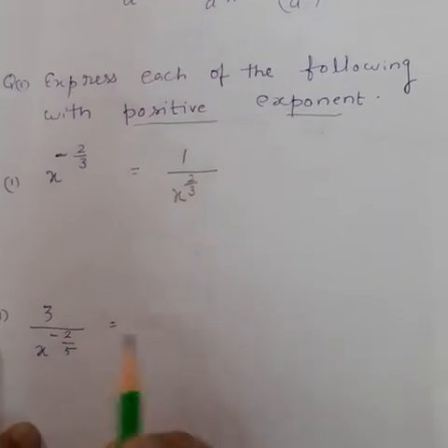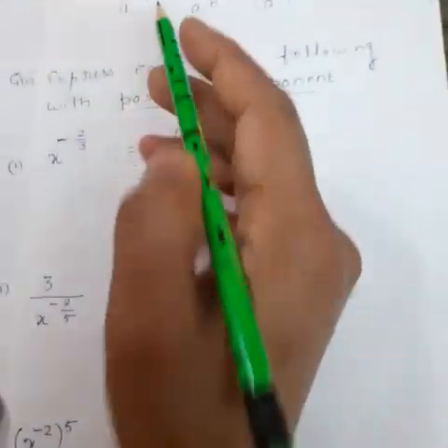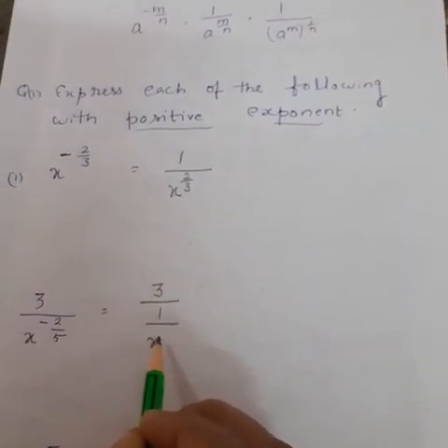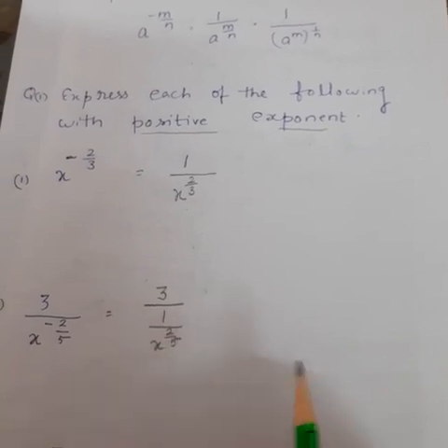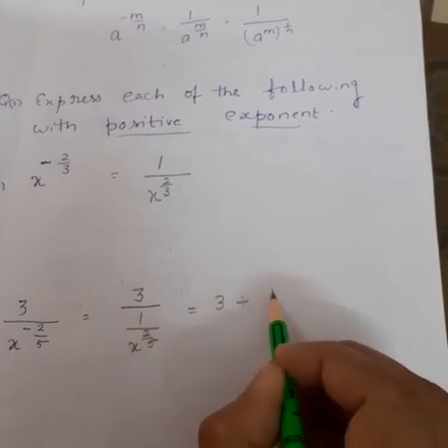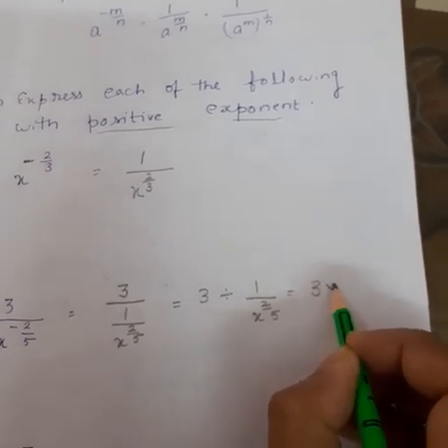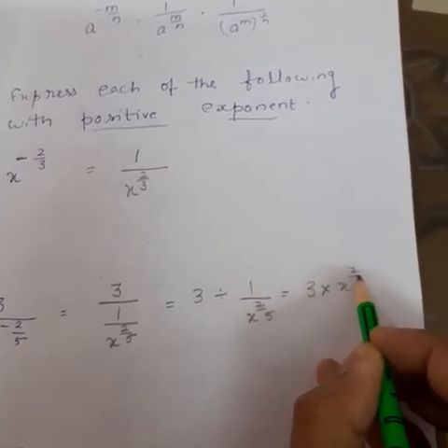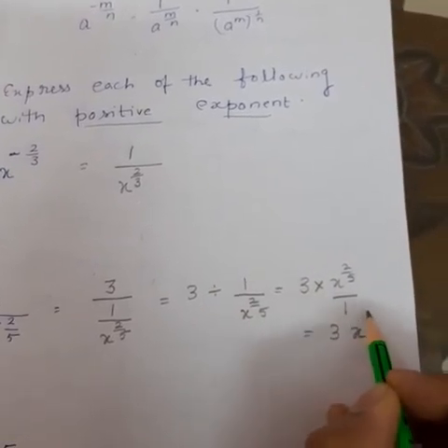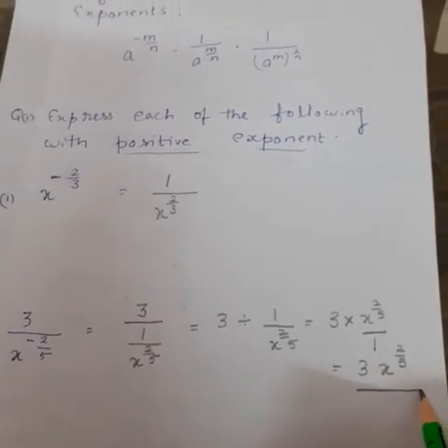Next. So according to this rule, we can write this number as 3 by 1 by x to the power 2 by 5. You have to take the reciprocal of this one. This means 3 divided by 1 by x to the power 2 by 5. That is equal to 3 into x to the power 2 by 5 divided by 1, multiplied by the reciprocal. That is equal to 3x to the power 2 by 5. So this is the answer for this.